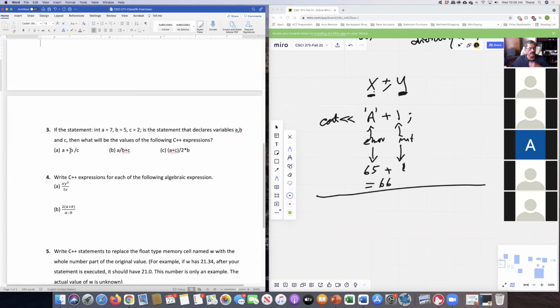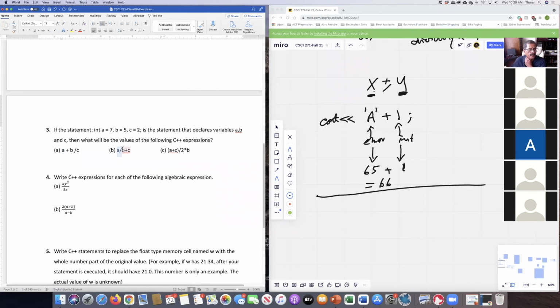Okay, let me explain. B over C will be done first because division is supposed to be done before addition and subtraction. So it'll be 5 over 2, and the result of that is 2. And that'll be added to 7 to get 9. They're all integers, so there will be no decimal point. Okay, part B. 3. 3 is right.